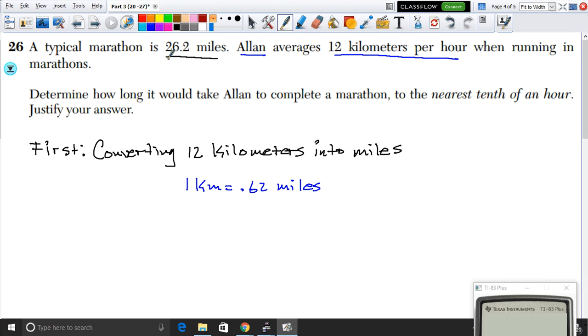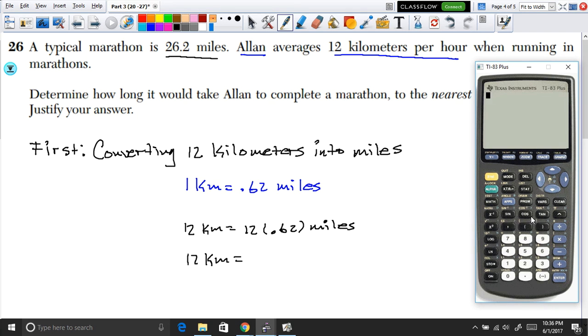So knowing this, how many miles are there in 12 kilometers? Well, if 1 kilometer is 0.62 miles, then 12 kilometers is equal to 12 times 0.62 miles. So you multiply 0.62 twelve times. Let's check that out. It's 7.44 miles. So at least we know that Alan runs at about 7.44 miles per hour.